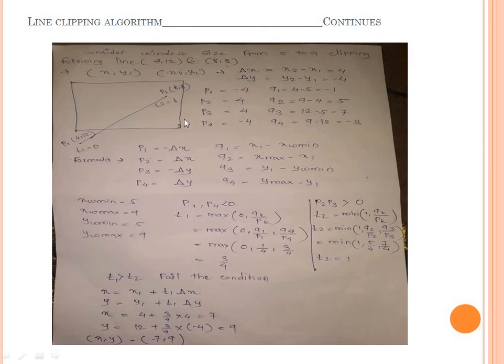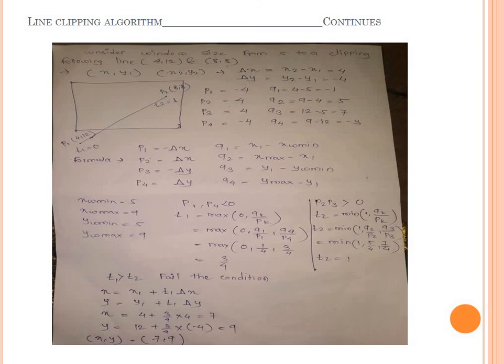Here the values are 5 and 9 and we get 7, 9, that is the 7 value is in between 5 and 9 and the 9 value is the last point. So we get the 7 and 9 point. This 7 means this point and 9 means this point. So we get only this line. We discard this line and we get only this clipped line, that is inside of the boundary.